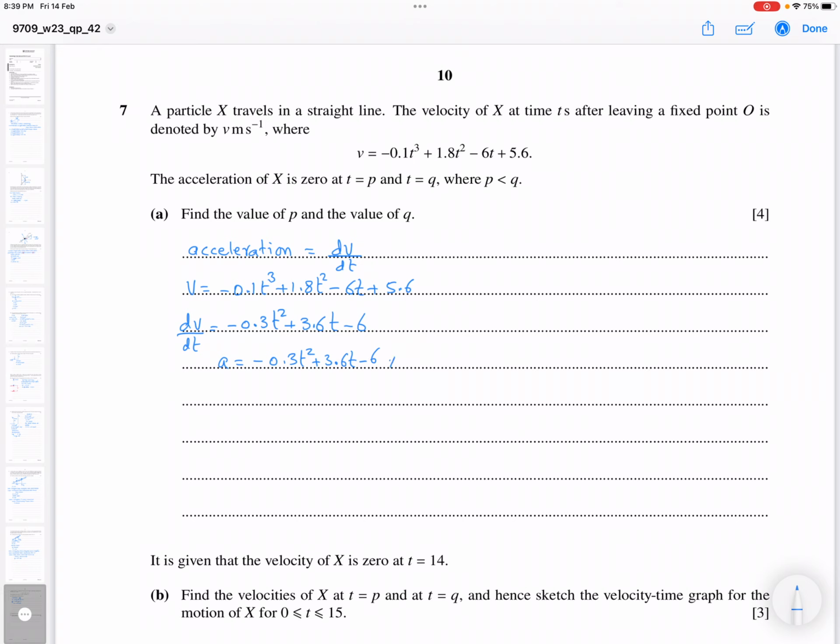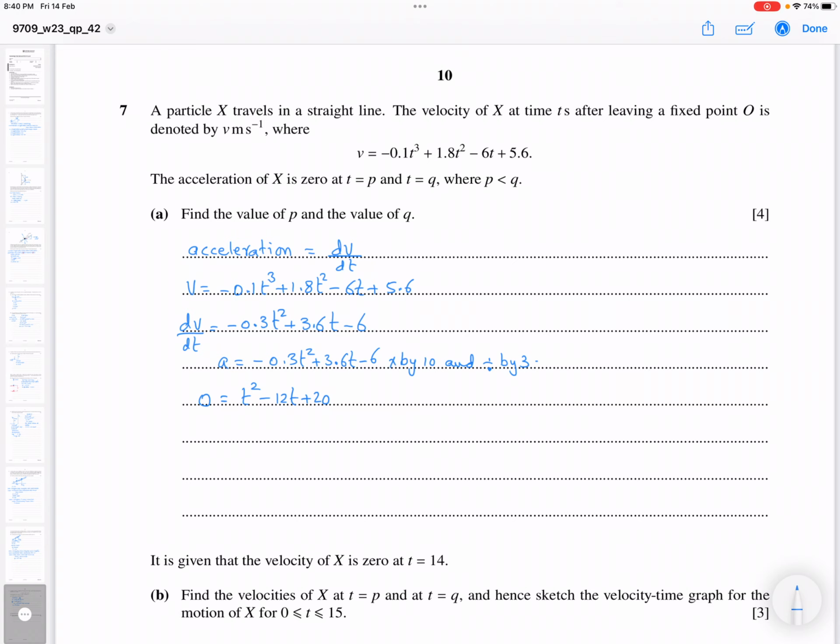You multiply by 10 and then divide it by 3, and you put a equals 0, you will get t square minus 12t plus 20. I repeat, you multiply this acceleration equation by 10 first, and then you divide the whole equation by 3, you will get t square minus 12t plus 20.